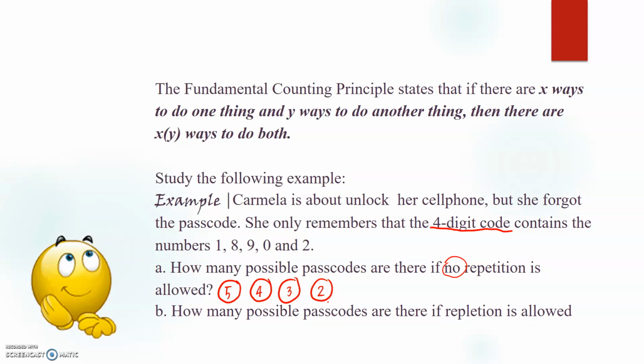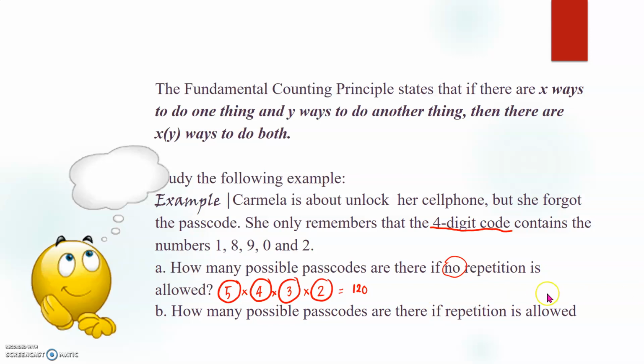Now, following the fundamental counting principle, we multiply all these numbers together and we'll get 5 times 4 times 3 times 2, that is 120. So if there is no repetition, there are 120 possible passcodes for Carmela's cell phone. Okay? Alright, now let's go to question B. How many possible passcodes are there if repetition is allowed?